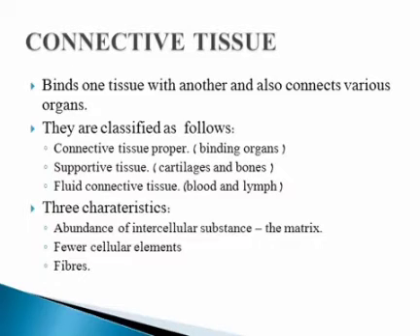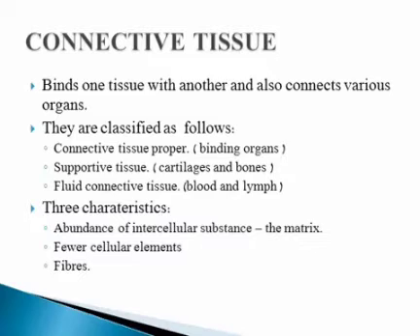The connective tissue binds one tissue with another and also connects various organs. So it binds one tissue with another tissue, and also connects the various organs. This connective tissue can be classified as follows: connective tissue proper, that is binding organs; supportive tissue, cartilages and bones; and fluid connective tissue, blood and lymph.